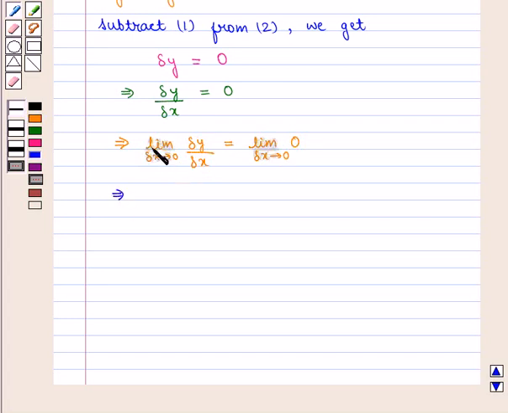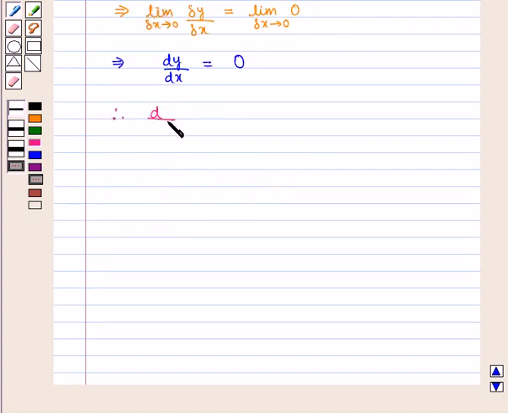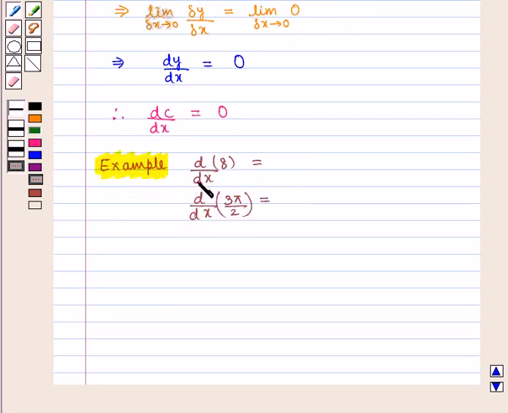Therefore we have limit delta y upon delta x as delta x tends to 0 can be written as dy by dx and is equal to limit 0 as delta x tends to 0, which is equal to 0. Therefore, d by dx of y, that is equal to c, is equal to 0. For example, d by dx of 8, which is a constant, is equal to 0, and d by dx of 3 pi by 2 is also 0. That is, when we differentiate a constant with respect to x, we get 0.